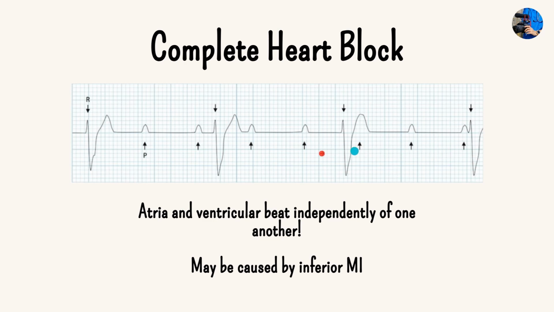The easiest way I can say is that the R wave is still sort of narrow in these rhythms, and your P wave again is upward deflecting, but again it's random. So just be aware that if your P waves and R waves are all over the place, then it's probably a complete heart block, and they can be caused by inferior MIs.